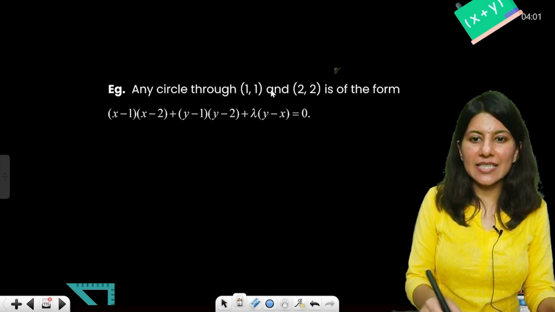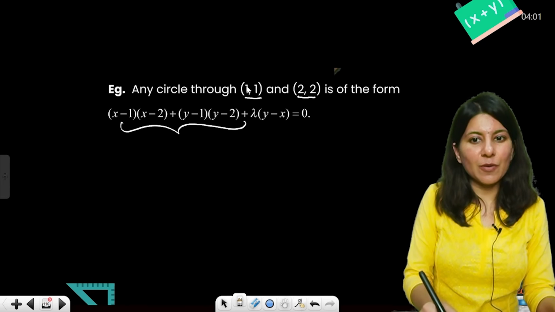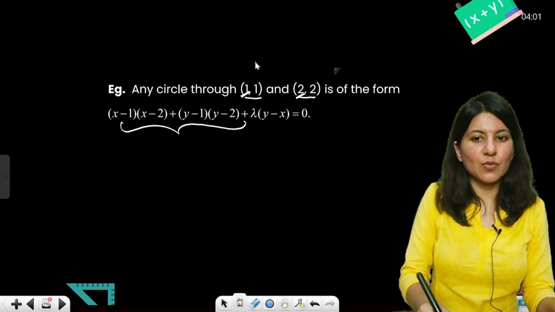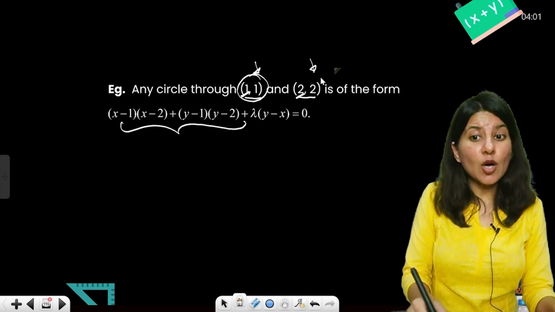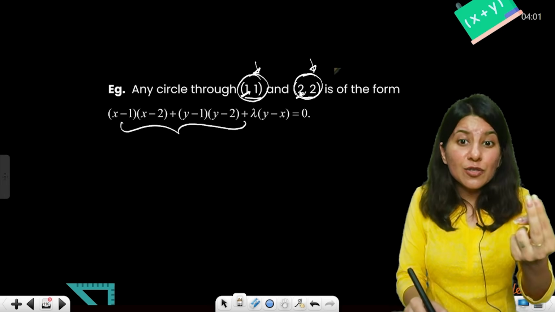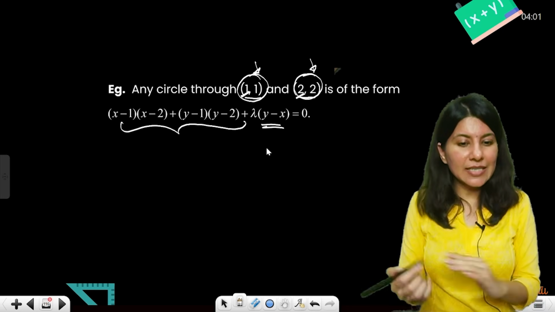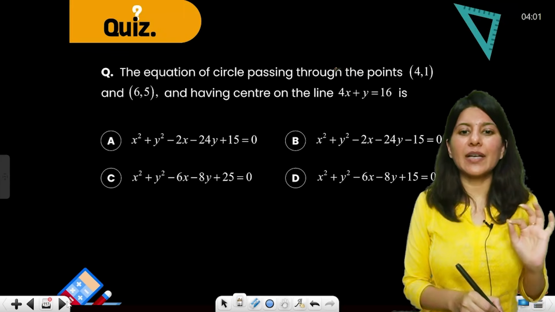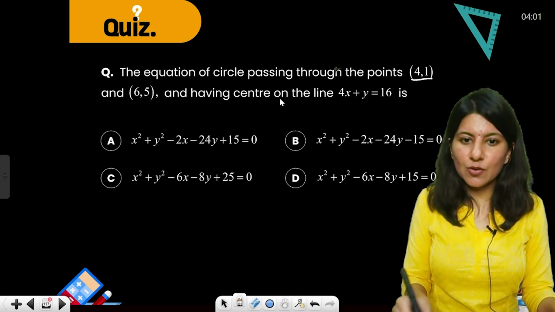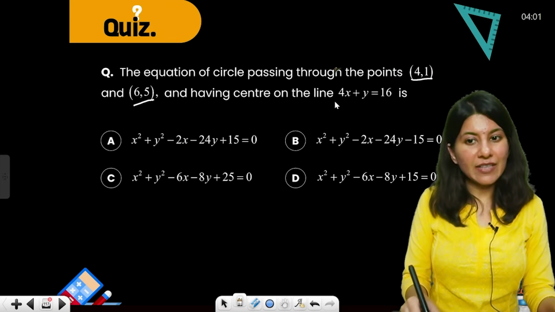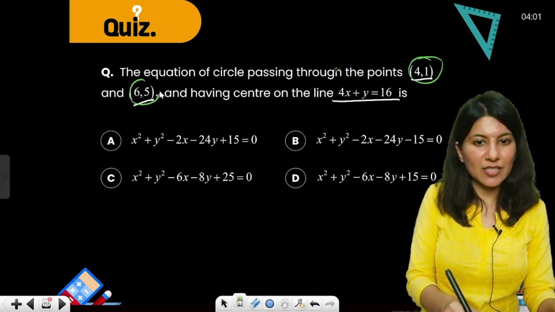For example, any circle passing through 1, 1 and 2, 2. So here the diametric form: x minus 1, x minus 2, y minus 1, y minus 2, plus lambda times the equation of the line through 1, 1 and 2, 2, which you can write in 2-point form: y equals to x. Now a third condition should be given so that the value of lambda can be found. Here, the equation of a circle passing through 4, 1 and 6, 5, and having its center on the line.